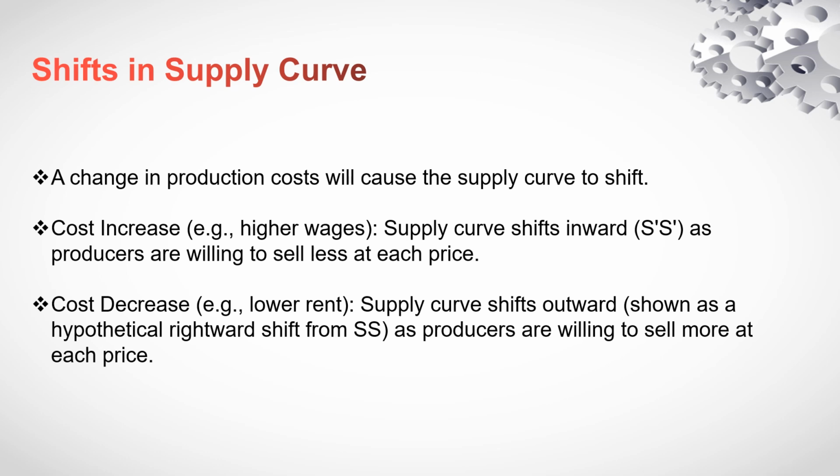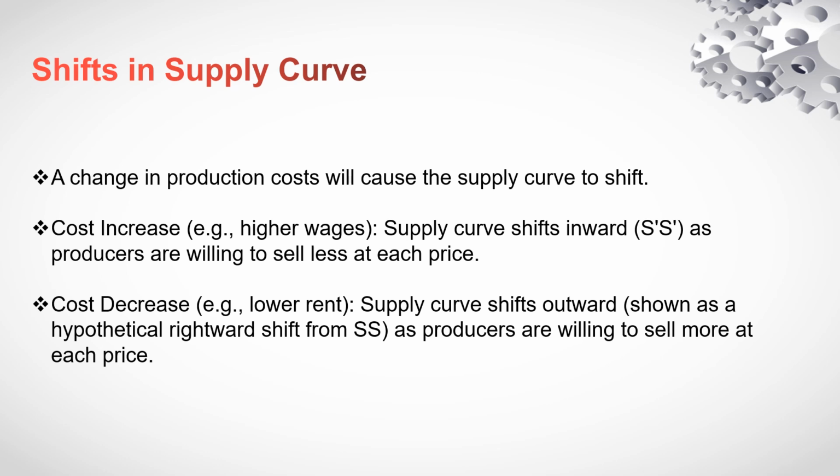Now there's a shift in the supply curve. If the supply curve gets contracted, or should I say there is a decrease in supply, there's a reduction in supply, or vice versa, an increase in supply, or an expansion, as well as flooding the market with the resources. A change in production cost will actually cause the supply curve to shift.